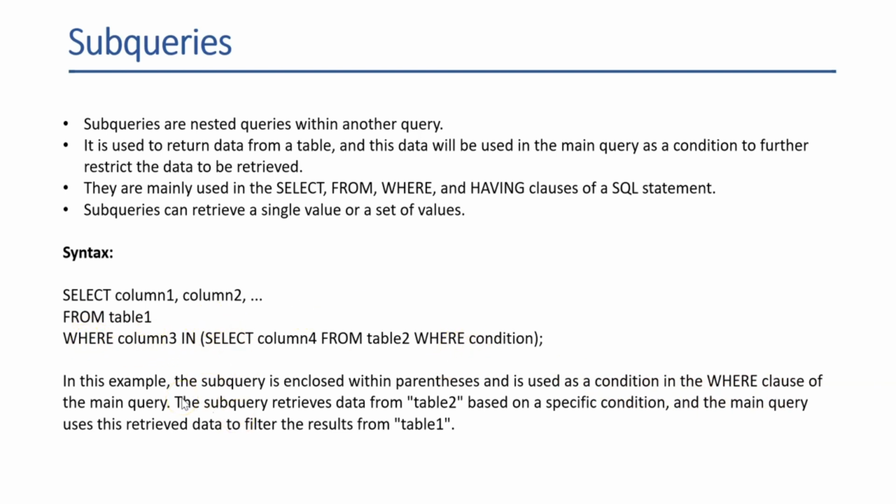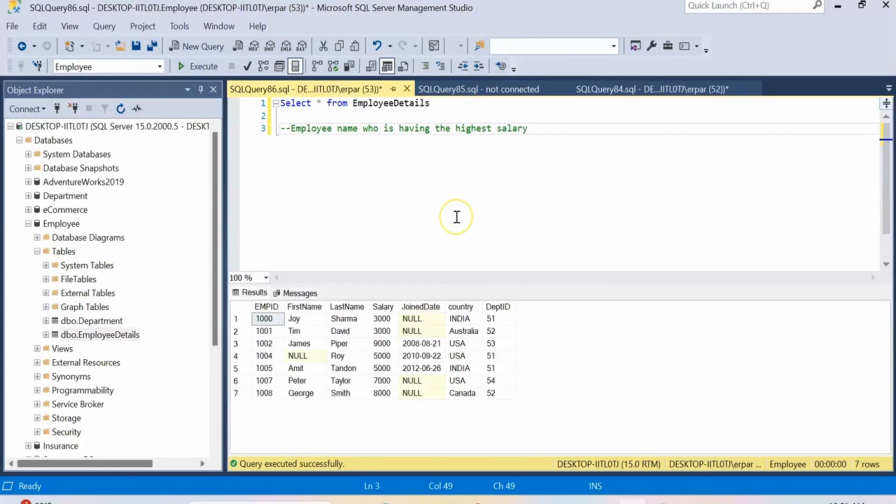So now let's see a few examples of the subqueries in SQL Server. So this is my table in which I have the employee ID, employee name, salary, country, department ID. What I want to find out is the employee name who is having the highest salary. Now, what is the highest salary here? It's 9,000. So I want the employee name, that is the first name and last name, where my salary is 9,000, right? So how will I write it?